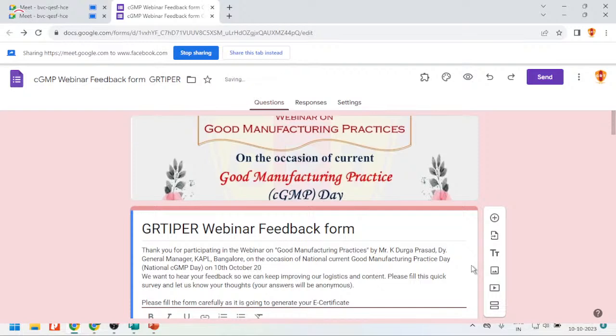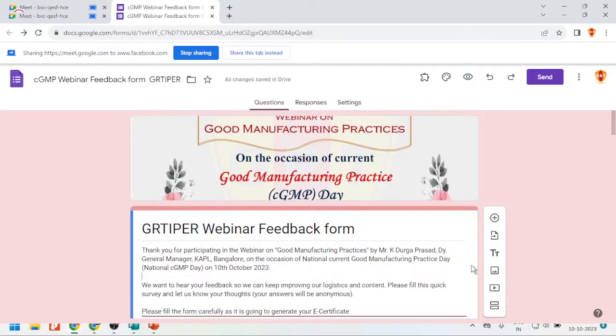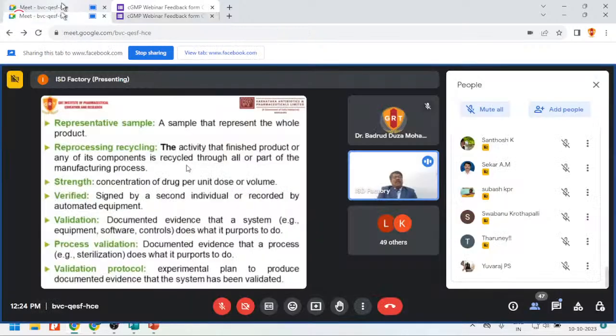And validation, this is a big subject. Validation is documented evidence: system and equipment validations, process validations, software validations. All of these will be done in the industries as per current good manufacturing practices. Process validation is the documented evidence that the process does what it is purposed to do. All these validation protocols will be maintained as per the validation master plan. Accordingly, we will do the validation activities.